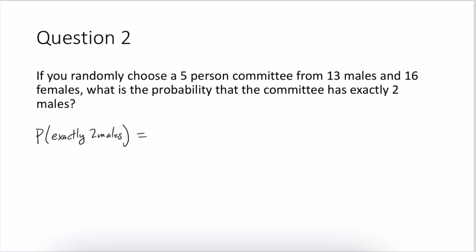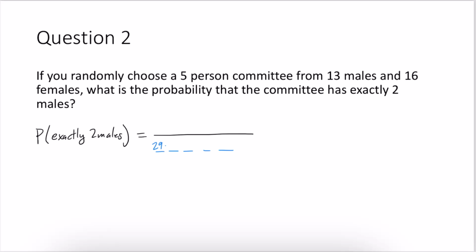So first of all, I'm going to look at how many ways can I just choose a committee in general. So if I'm just randomly choosing a committee, it's a 5-person committee, so I'm going to have 5 choices. And the number of options for each choice is the total of males and females together, because to find the number of possible ways I can choose the committee, I'm not really making any restrictions on how many males or how many females there need to be. So my first person could be any of the 29 people in this group.